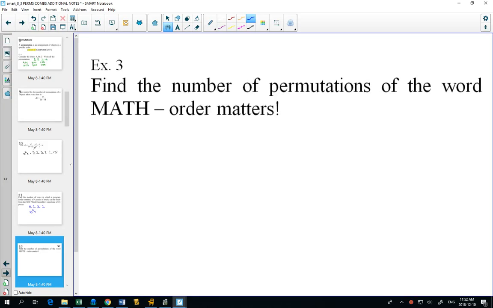How many permutations are there of the word math? Well, you could do spaces, 4 choices, then 3, then 2, then 1. This is the same as 4 factorial, which is the same as 4P4. Permutation is only if you have no repetition, where you're arranging objects in an order.